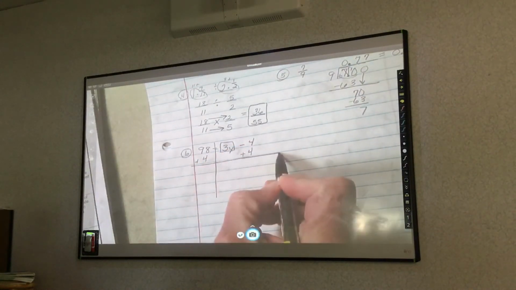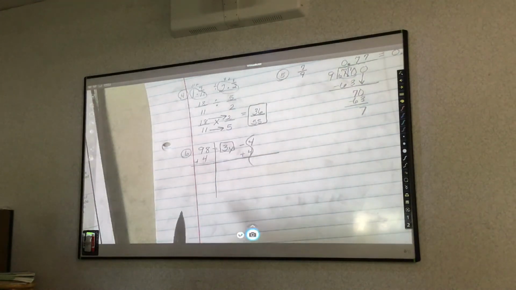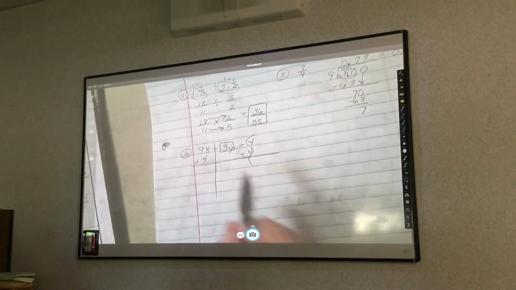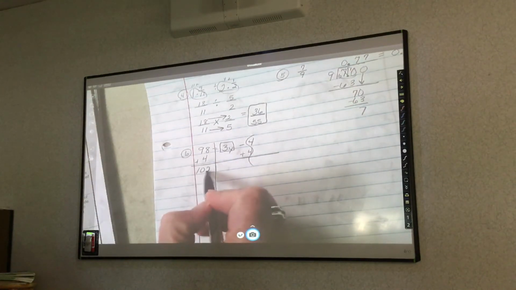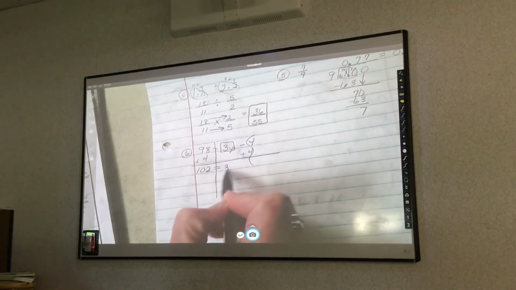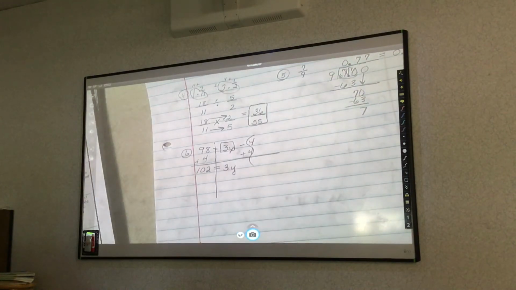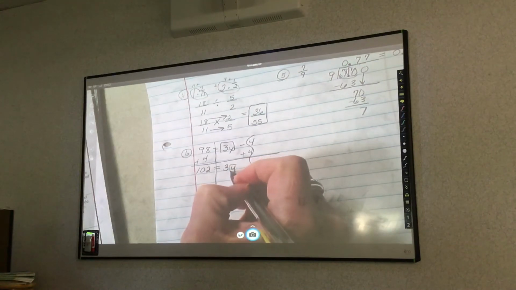So if I add 4 to both sides, put a line through these because they scribble each other out. And 98 plus 4 is 102. 102 equals 3y. Now I'm going to put a box around the y, just the y. Very good.